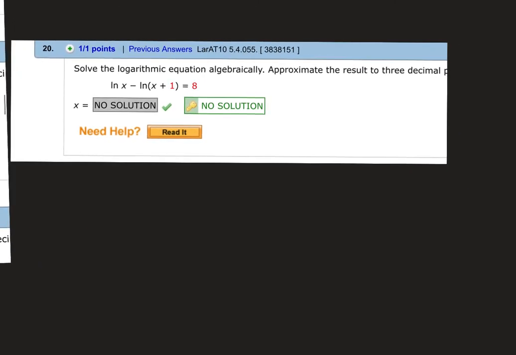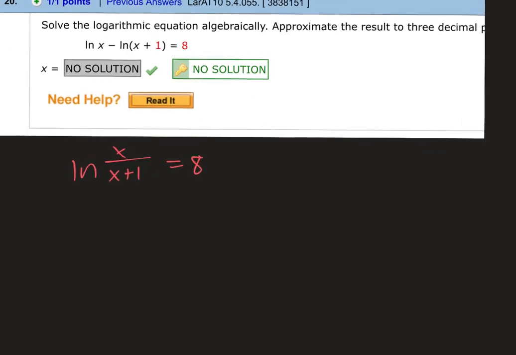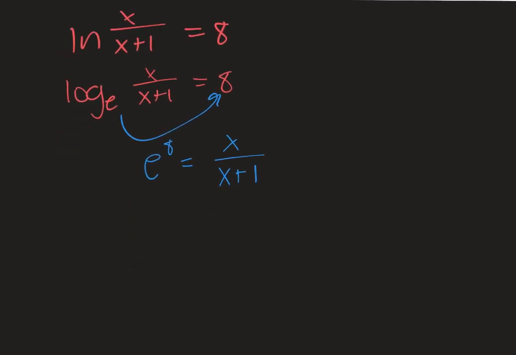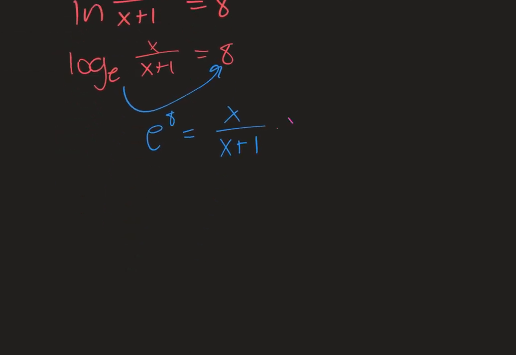All right, this was 20. So now I've got 2 ln's on one side of the equal sign. I'm going to condense. So ln of x over x plus 1 equals 8. I change this to log base e of x over x plus 1 equals 8. The e comes over and picks up the 8. And I get e to the 8th equals x over x plus 1. I have to multiply both sides times x plus 1.